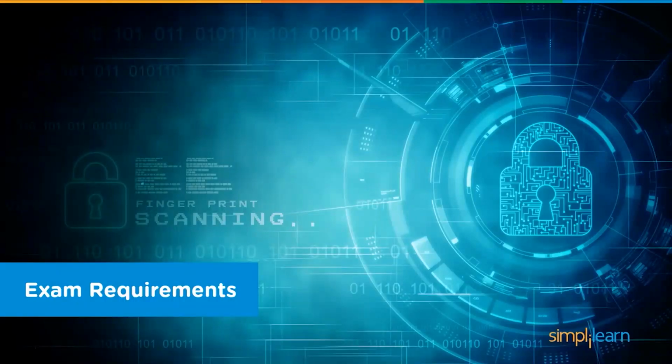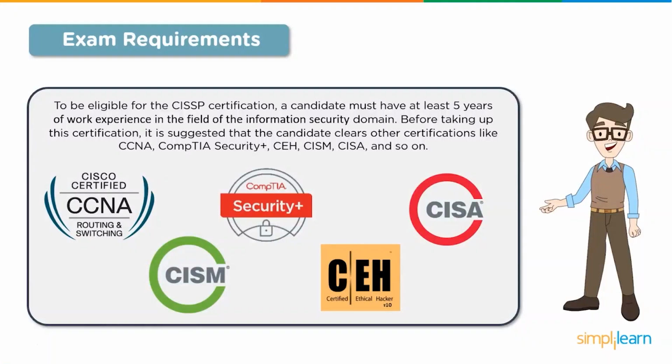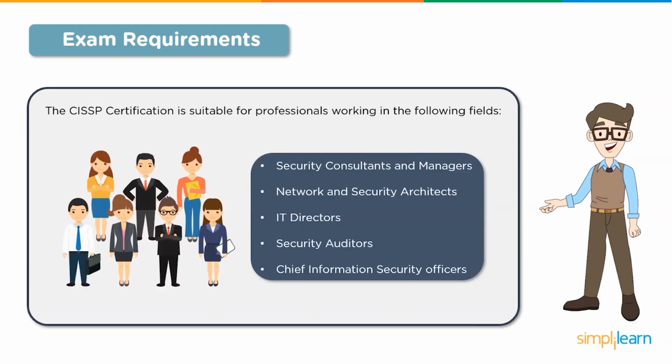So now let's have a look into the CISSP exam requirements. The primary requirement for any candidate is that they should have at least 5 years of work experience in the field of information security. In addition to this, it is also suggested that the candidate clears other certifications like CCNA, CompTIA Security Plus, CEH, CISM, and CISA to name a few. CISSP is considered as an advanced level cybersecurity certification. Hence, it is better if the candidate clears the basic level and the managerial level certifications before moving to the CISSP certification.